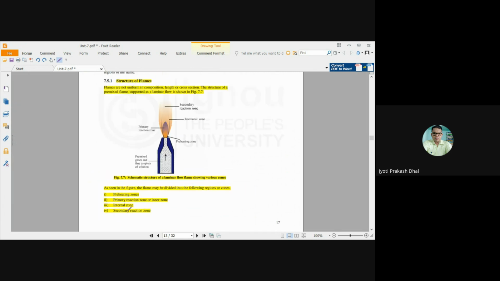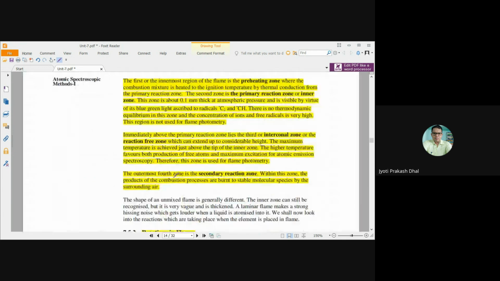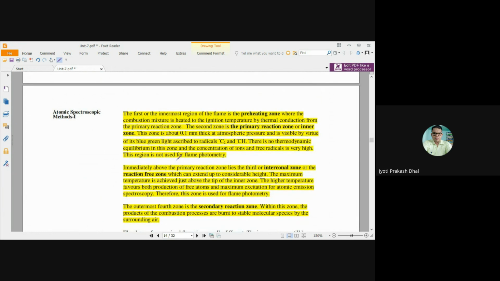The regions of the flame: the first one is the preheating zone, where the temperature is lower. The second is the primary reaction zone or inner zone, the blue colored zone. Then the interconal zone, and the last one is the secondary reaction zone. Now, what are the characteristics of the different zones? The first, innermost region of the flame is called the preheating zone, where the combustion mixture is heated to the ignition temperature by thermal conduction from the primary reaction zone.